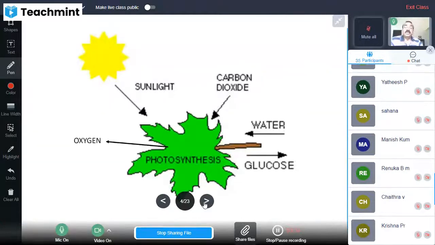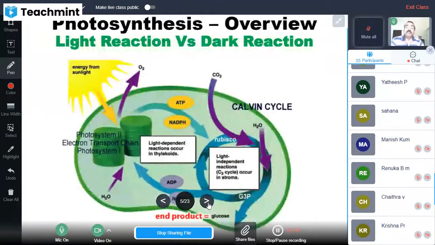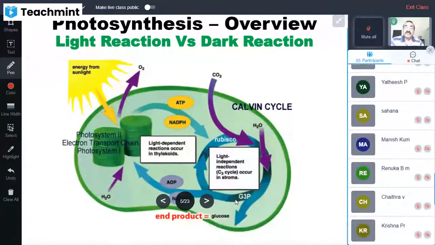Okay, so this is the diagrammatic representation. So sunlight, carbon dioxide, water. So these are the inputs, whereas the major output is glucose and oxygen. Okay, and this all happens in the leaf cells mainly. So this is the overview of photosynthesis. Now there are two phases. One is called light dependent phase or light reaction. The other one is called dark reaction, which is independent of light. The details of this we are going to study when we take up mechanism of photosynthesis.